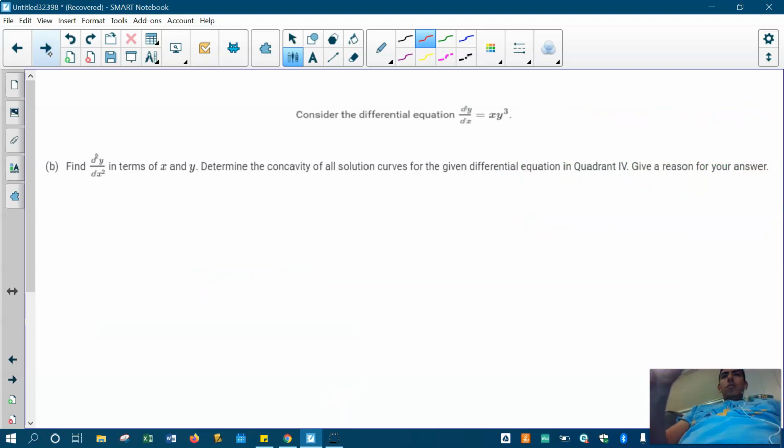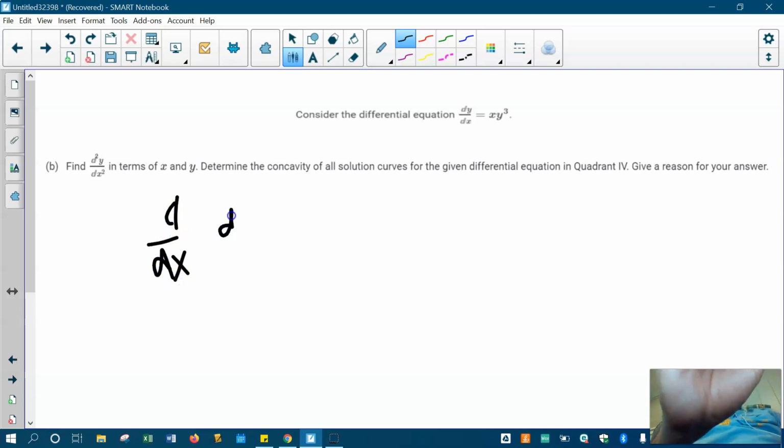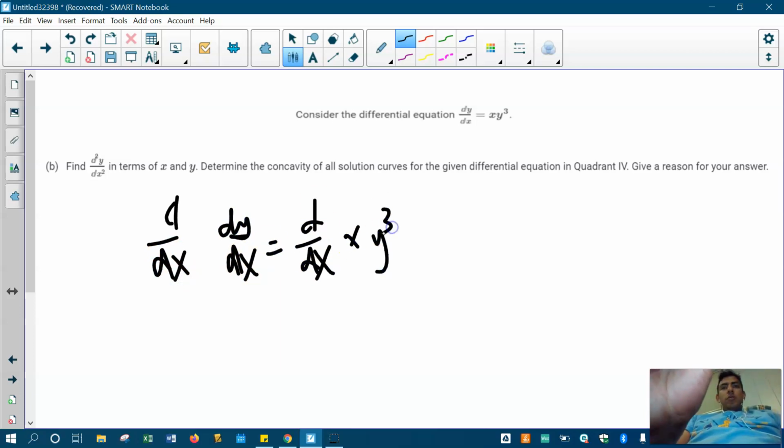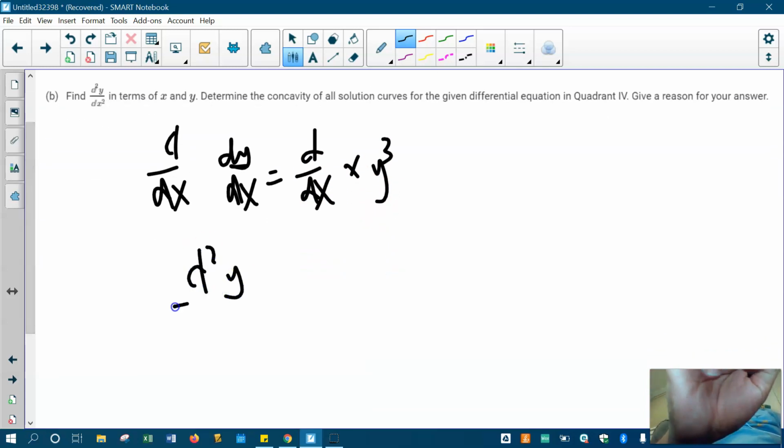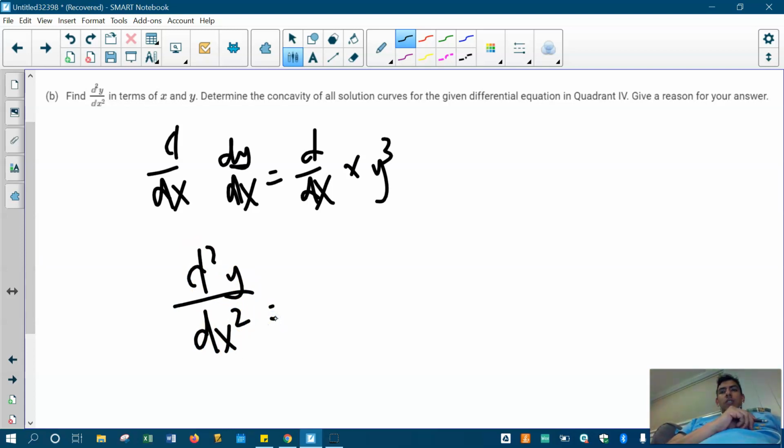Now, find d2y/dx squared. So let's do that first. And then I'll read the rest of that nonsense, oh, not nonsense, the rest of that excellent question next. Okay, so let's go and do d/dx of both sides here. d/dx of x y cubed. Okay, left side is going to be d2y/dx squared equals, oh, my hand's in the way.